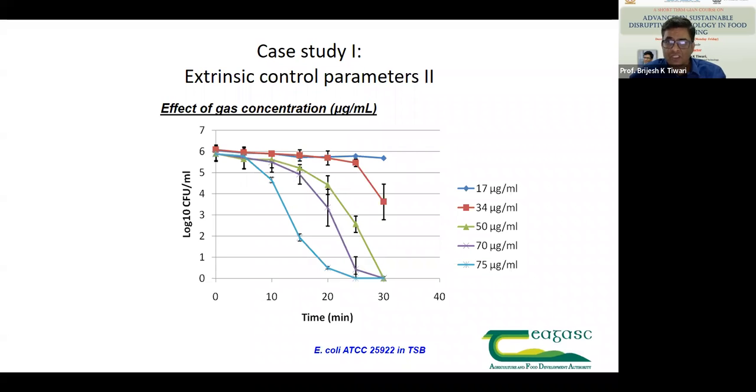Similarly with the gas concentration, this is basically ozone concentration in microgram per ml. You can easily convert it into ppm, and then see how different concentrations of ozone were causing microbial inactivation. And that is quite a significant number in a given time frame, and that too without the use of heat. So that is one of the important features over here.